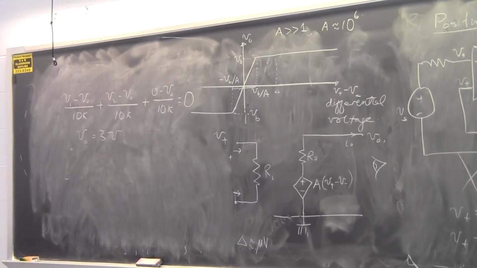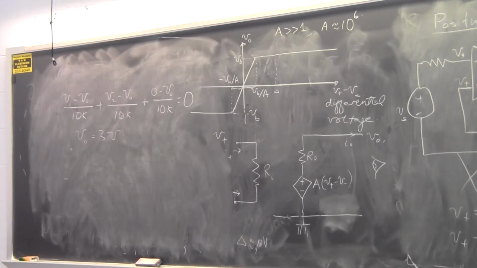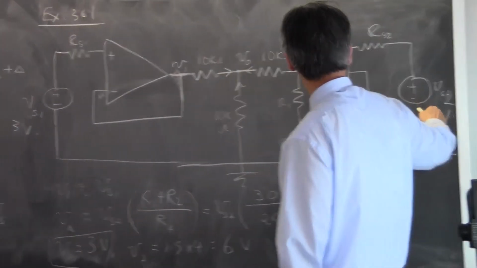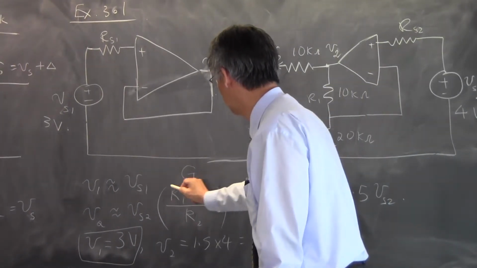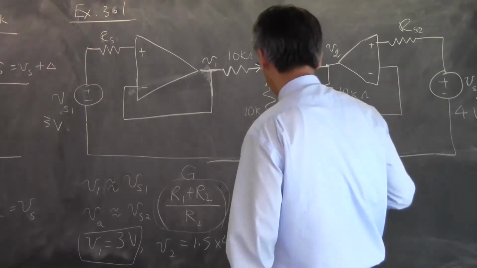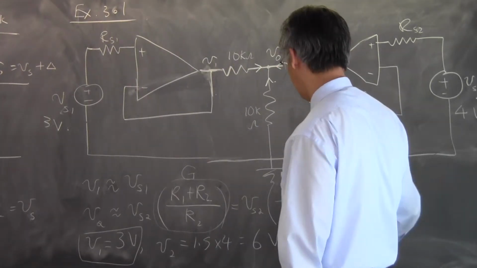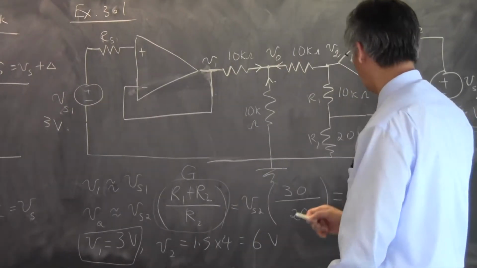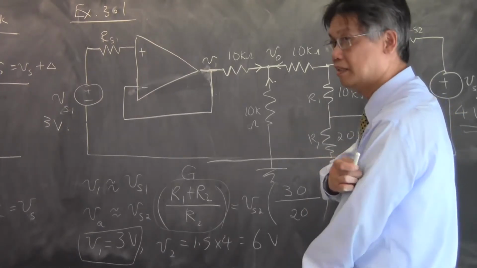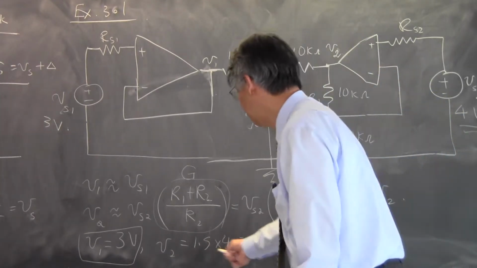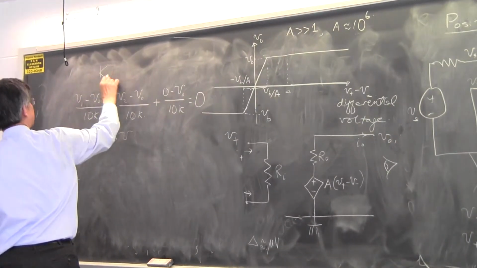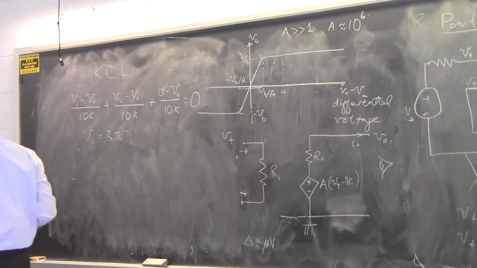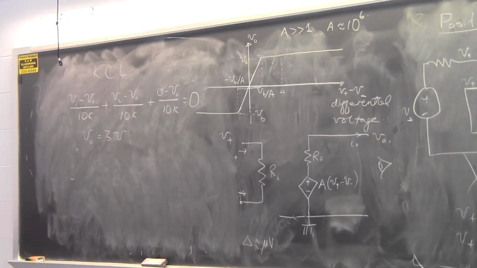V2 is not a voltage follower but a non-inverting amplifier. V2 should be the gain times Vs2. The gain turns out to be, this is my gain factor, 1.5 times Vs2. But Vs2 is given to be 4 volts in the textbook. Then V2 is given to be that, and then you write Kirchhoff's current law for that node in the center. You get V0 to be 3 volts. Are there any other questions regarding this?